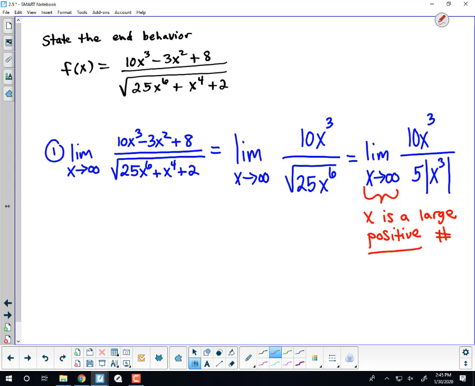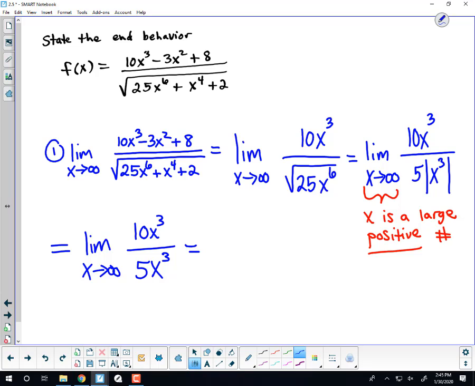X is a large positive number. So what does that mean the absolute value of x cubed is? It's just positive, it's just x cubed, right? Remember, the absolute value is the thing itself if the input's positive. All right, so that's 10x cubed still. We know the bottom now for large positive numbers that the absolute value of x cubed is just x cubed. So we've got this thing we're working with now, and we can simplify that algebraically.